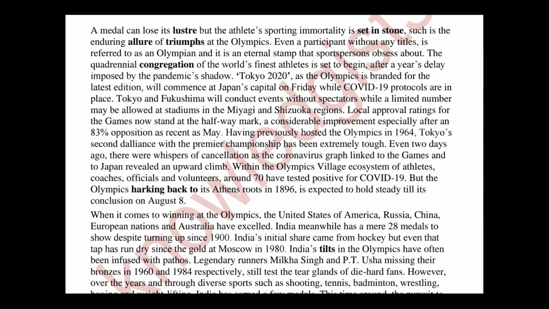Even a participant without any titles is referred to as an Olympian, and it is an eternal stamp that sportspersons obsess about. क्या कहा गया है कि even a participant without any titles, जीत हासिल न हो, still if he is referred to as an Olympian, it is an eternal stamp. It is such a stamp that every sportsperson is obsessed about. They crave it. They are so obsessed. They have a liking towards it.